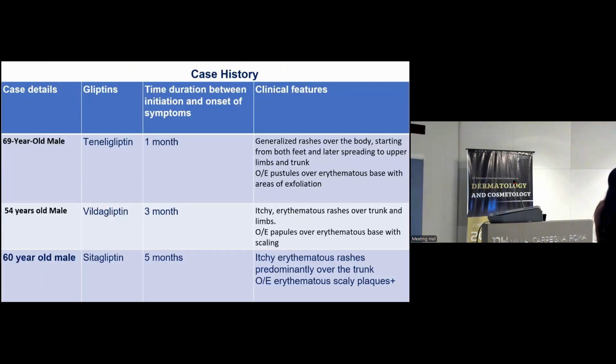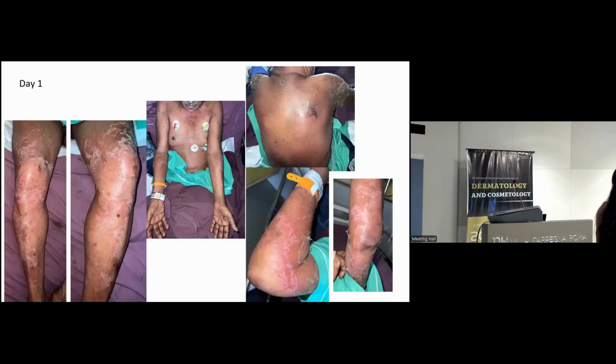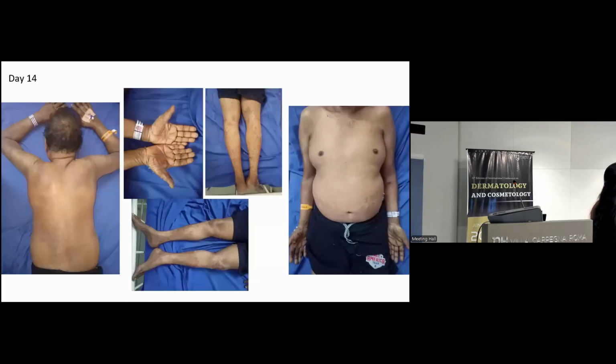Then the next patient was a 69-year-old male who was on teneligliptin for 1 month. He developed pustules on an erythematous base with areas of exfoliation. Can we see a few pustules here? In the background of erythema, we can see exfoliation. And it was a biopsy-proven case of acute generalized exanthematous pustulosis. After day 40, the lesions resolved, and the Naranjo score was 4.